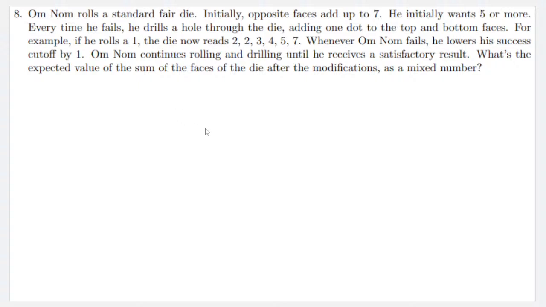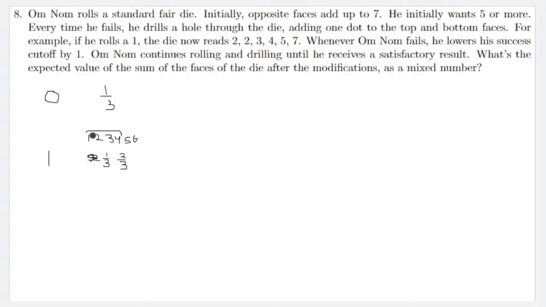So let's count the number of times we drill. If you drill 0 times, this is very simple. That means you rolled 5 or more on your first try. This is a 1/3 chance. If you drilled 1 time, well, let's see. You initially get 1, 2, 3, 4, 5, 6. If you drill 1 time, you have to roll one of these values. That's a 2/3 chance. But let's split it up even further. Let's say you roll 3 or 4. That's a 1/3 chance. Then your dice becomes 1, 2, 4, 5, 5, 6. Your satisfactory value is now 4, so you can only roll 1 or 2. You have to roll one of these 4. That's a 2/3 chance.